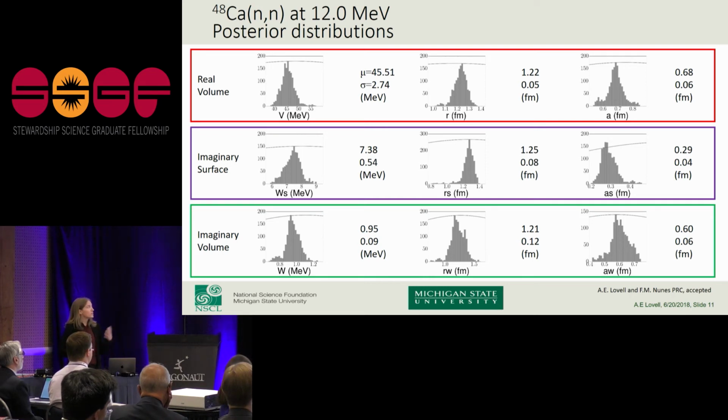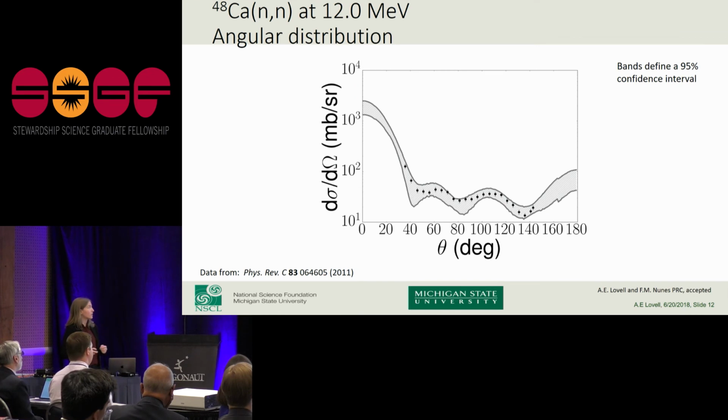So then we can take these posterior distributions and calculate an elastic scattering cross-section for each set. And that's shown here. These bands define 95% confidence intervals. So now we've put confidence intervals on an elastic scattering calculation, which has been constrained by this data shown here. And so we get a good description of the data, and we have reasonable uncertainty bands as well.